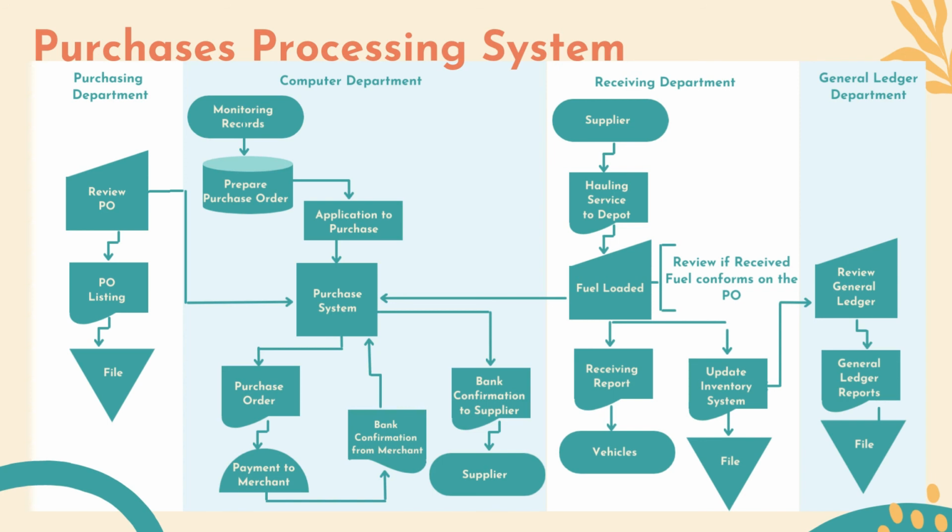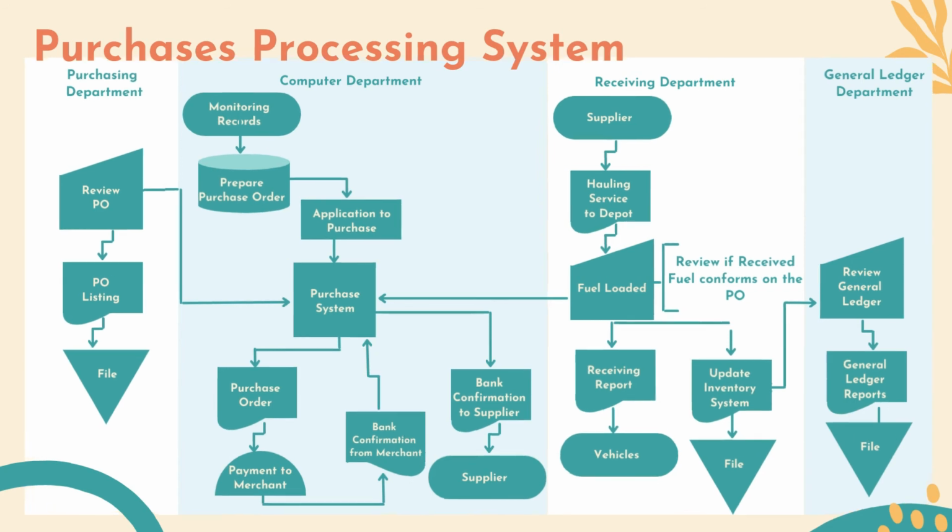The oil depot will then send the sales invoice through email. Once the fuel has been delivered to the station, review of the purchase order and preparation of the receiving report is then made. Inventory is then updated before review and posting to the General Ledger.